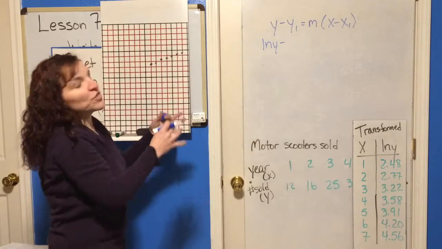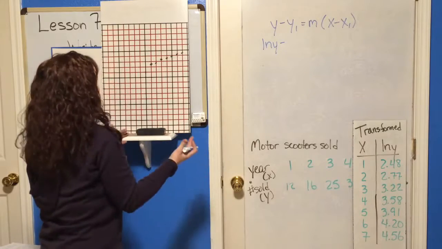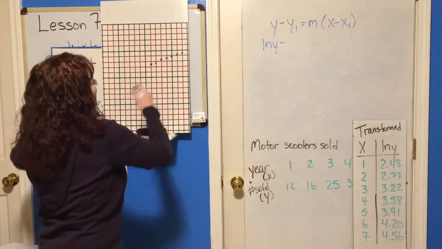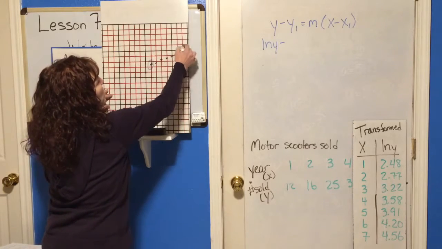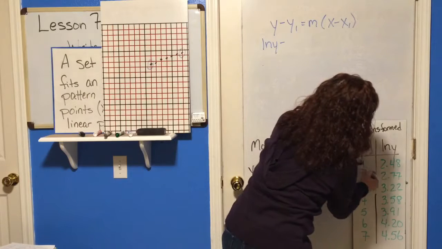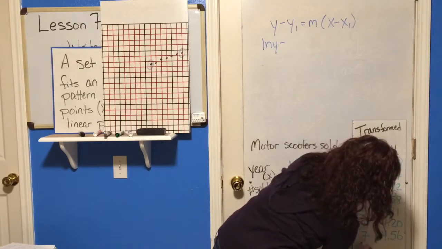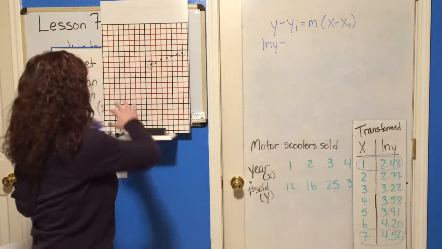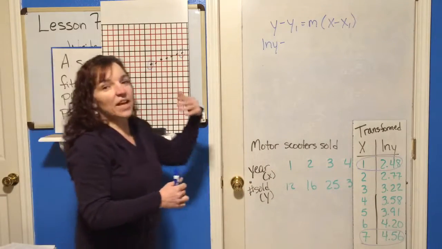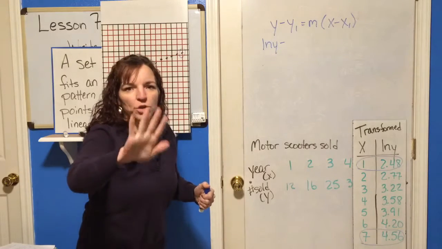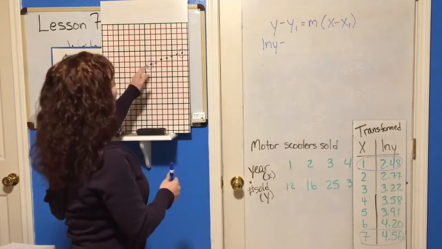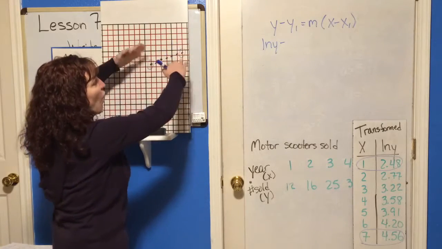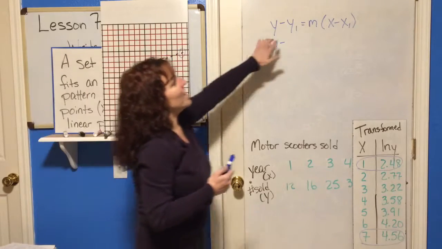In order for this to work, you've got to pick 2 points. So I'm going to pick the first and last points on this line: the 1, 2.48, and the 7, 4.56. You can pick any ones on there, and I think you only have 2 problems like this on your homework. You can do this, just 2. So after you plot your points, pick 2 points that are on that line of best fit to put into this equation.